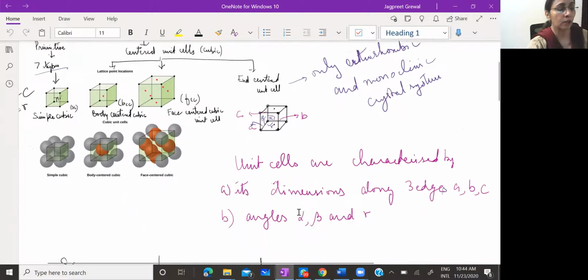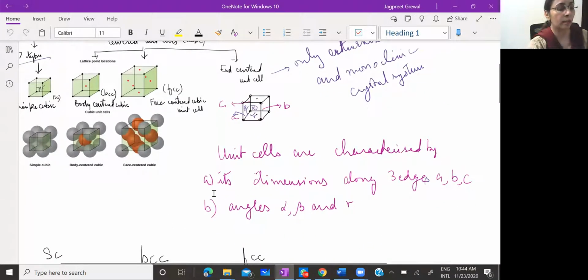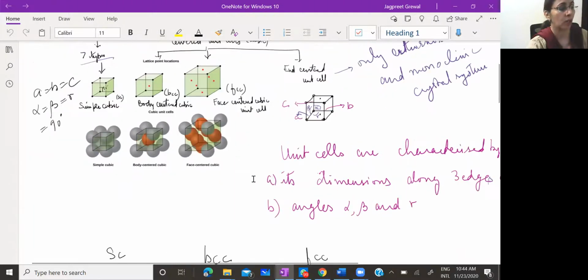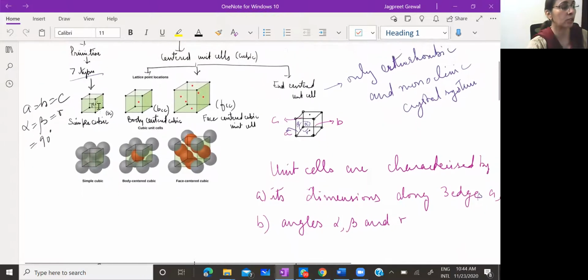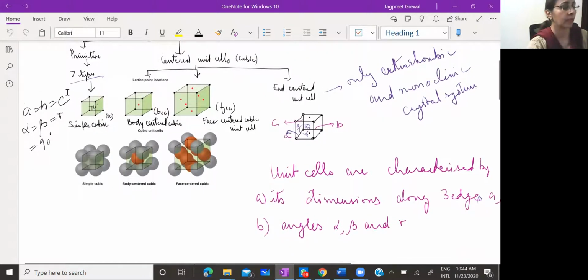As you can see, unit cells are characterized by their dimensions. It has 6 characteristics: its dimensions, that is edges a, b, and c, and the angles alpha, beta, and gamma. In this unit cell, which is known as a simple cubic unit cell, all the three sides are the same, a equal to b equal to c, and all the three angles, alpha equal to beta equal to gamma, are 90 degrees. That is why we say it is one of the basic unit cells.